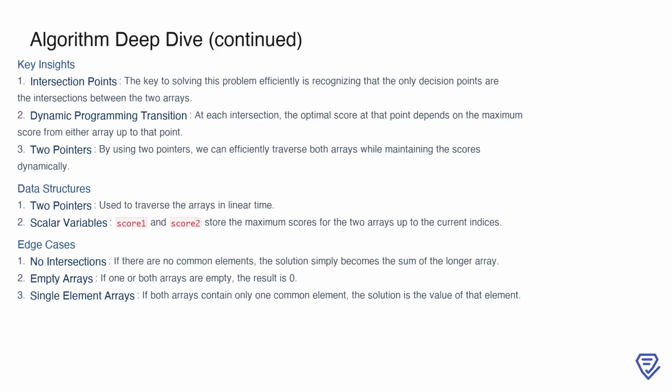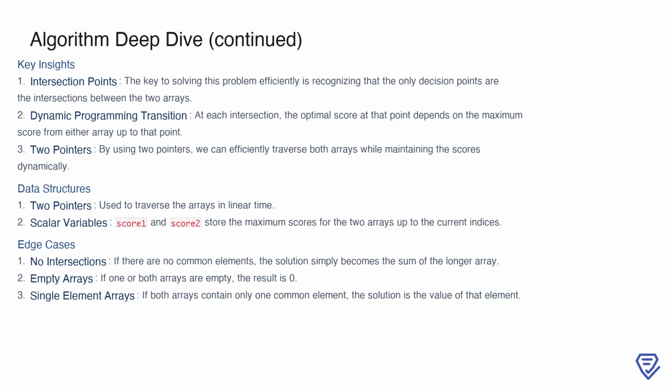To solve this problem efficiently, there are a few key insights to keep in mind. First, the critical decision points are the intersections between the two arrays. These are the only places we need to consider switching paths, as every other step is straightforward addition in one of the arrays. Second, the dynamic programming transition at each intersection is based on the maximum score attainable from either array up to that point. By focusing only on these optimal scores, we avoid the need to explore every possible path. Lastly, the two-pointer technique is central to traversing the arrays efficiently. It allows us to process both arrays in linear time while dynamically updating the scores.